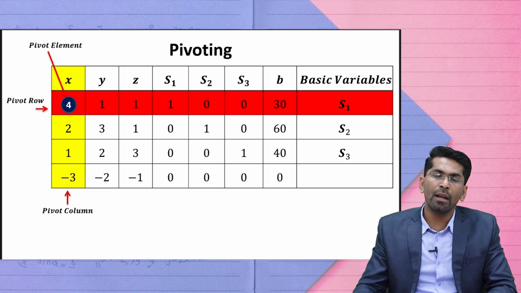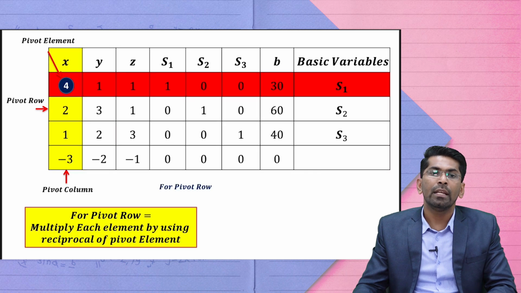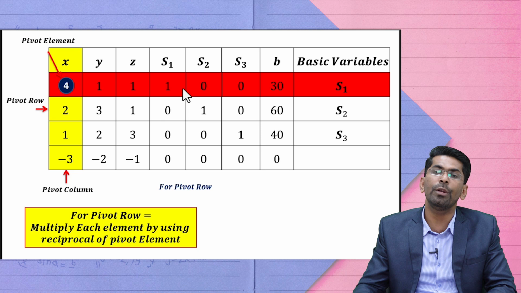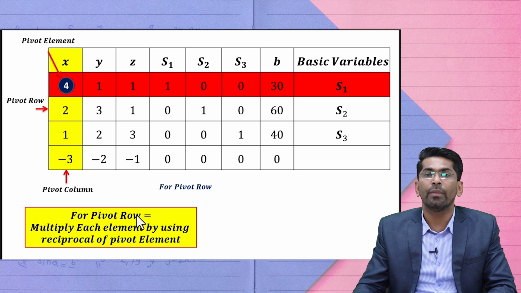Now after finding the pivot element, the next step is we are going to replace the old values with new values. How are we going to find the new values in the given entire simplex tableau? See, first row, that is the pivot row. First we are going to find the new values for the pivot row in place of the already existing values. So how will we get the first row? The new pivot row is found by multiplying each element by the reciprocal of the pivot element.